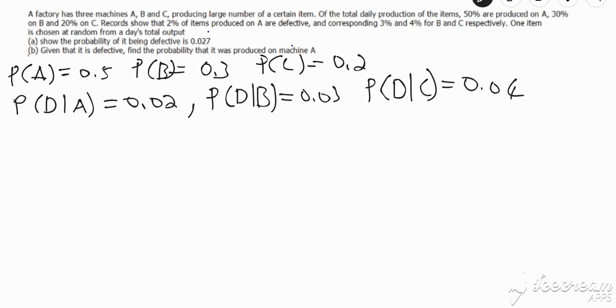Now, of course, A, B, and C are already defined, so the only thing I probably need to define here is D, because I'm using D for a defective item. All right, so you could probably put that somewhere. So D probably represents my defective item.